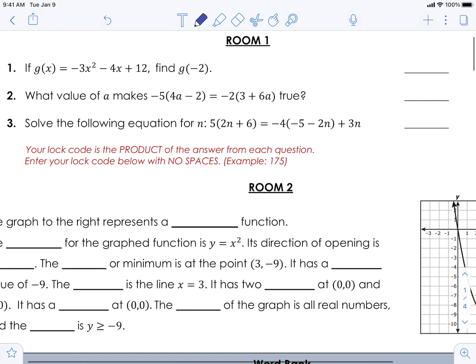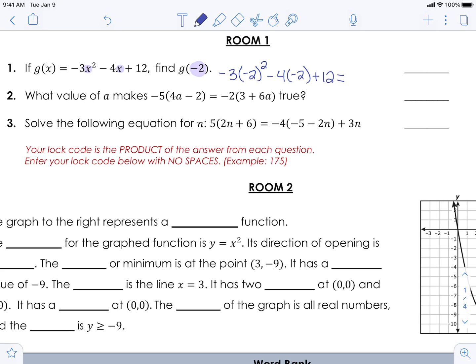Today we're going to be working out test review number 3. So our first question is g of x equals negative 3x squared minus 4x plus 12. We want to find g of negative 2. What that means is we're going to take this value of negative 2 and plug it in for each of the x's. We have to make sure that we put parentheses around the negative 2, and that the exponent, the squared, goes on the outside of the parentheses. Then I have minus 4 times negative 2 plus 12.